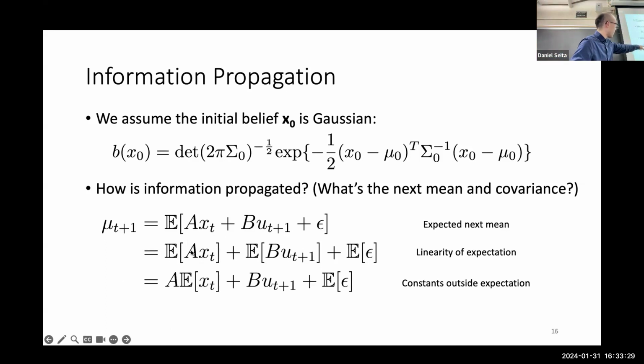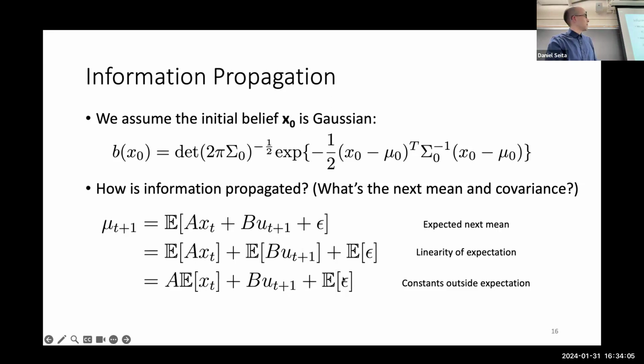So you pull out matrix A, you pull it out here, you pull out this thing. So u_{t+1} is considered a constant here because what we care about is the expectation of the next state. So it's really the x_t that we care about. And u_{t+1} is something that we know exactly. So the robot did something.